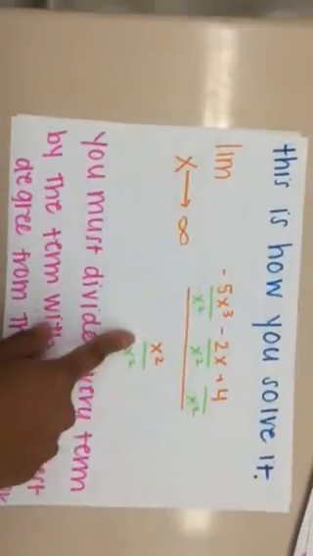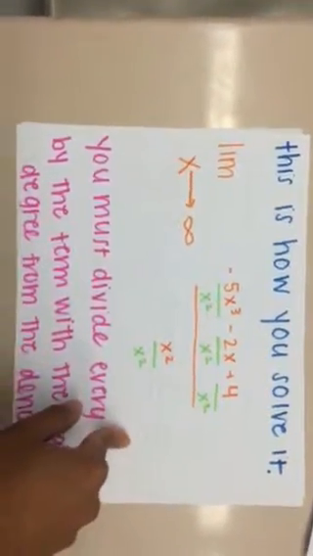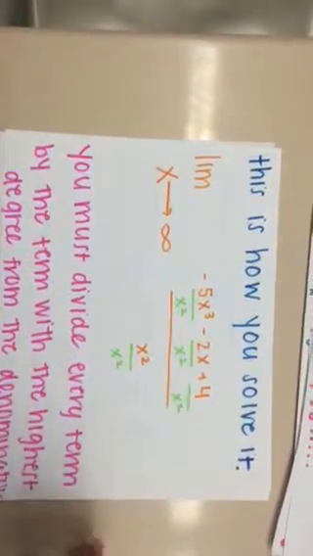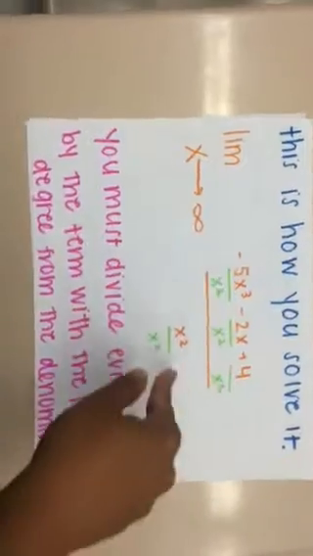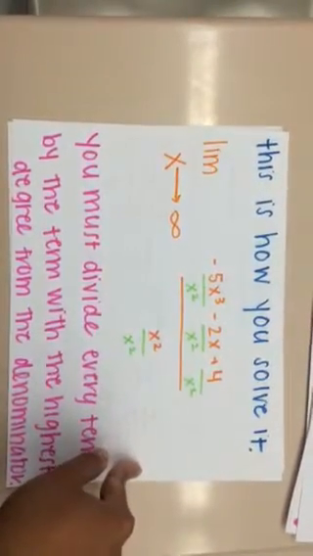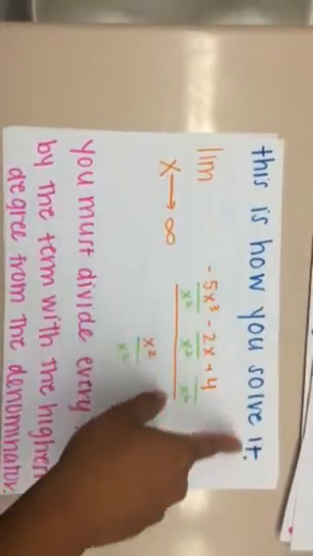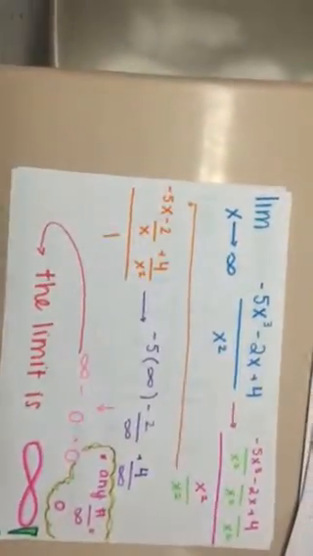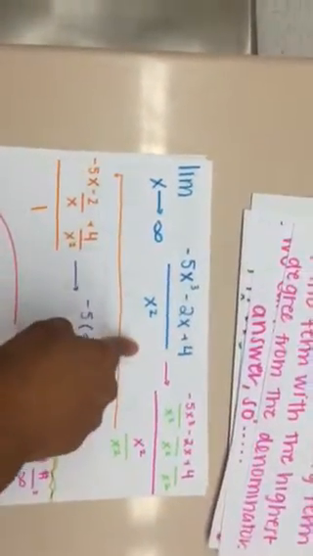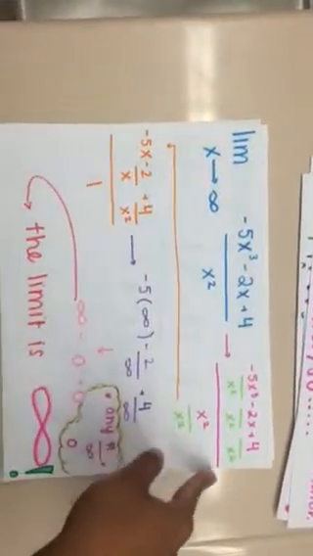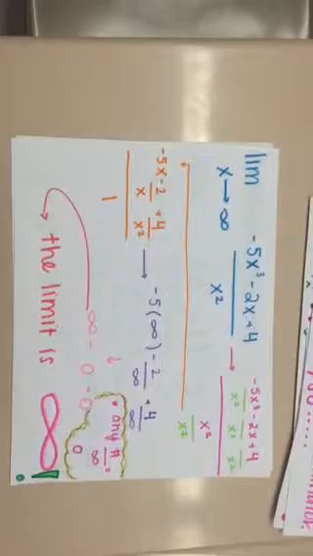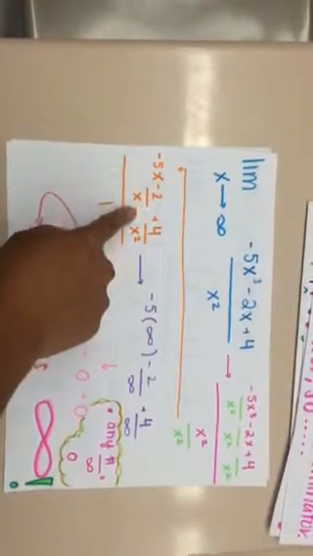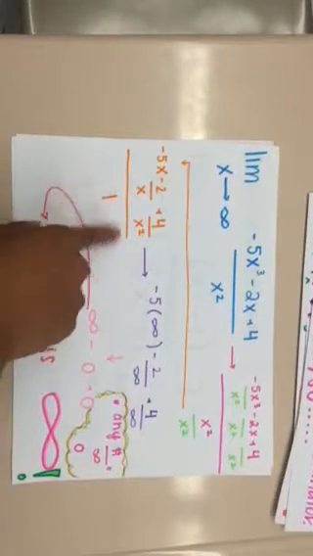So you would divide every term by the term with the highest degree from the denominator. x squared is the only term in the denominator, so we would divide every single term by x squared. So this is the original equation, and then you would divide it by x squared. So that simplifies down to negative 5 minus 2 over x plus 4 over x squared, all over 1.